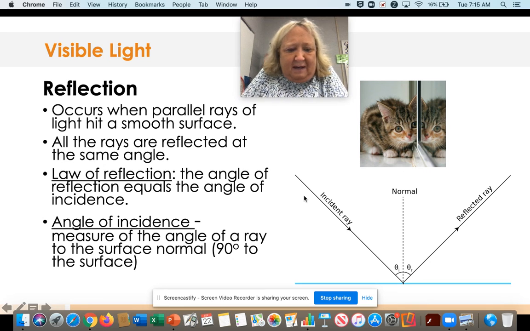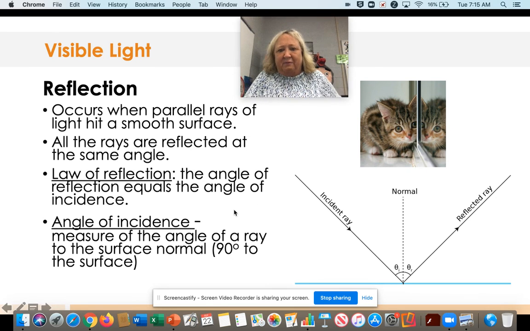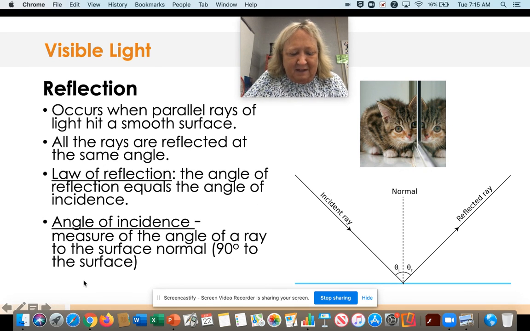Okay, we won't spend a ton of time on that, but that's just something you need to know if you hear it again later in your schooling. And then the angle of incidence is the measure of the angle of the ray normal to 90 degrees. Again, just a term I'd like you to be familiar with, but do not spend too much time worrying about it.